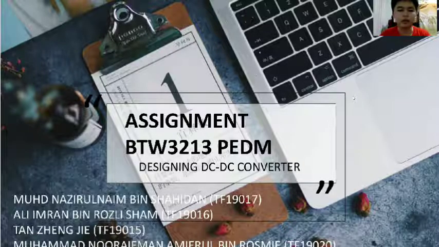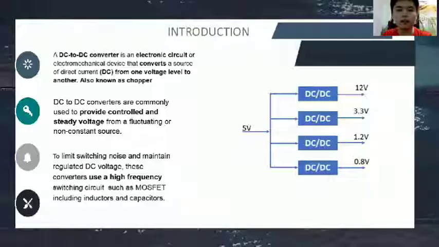Today I'm here to present an assignment for BTW3213 PEDM. We are assigned to design a DC to DC converter. As an introduction, a DC to DC converter is an electronic circuit or electromechanical device that converts a source of DC from one voltage to another. Of course, it's also named a chopper.